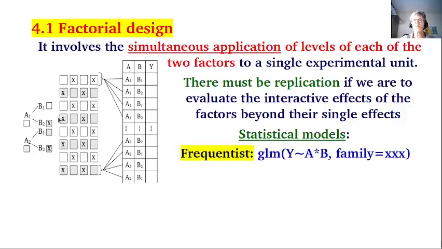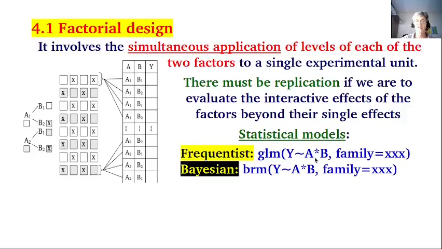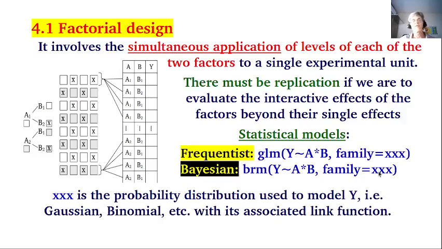For the statistical models, we are going to use a GLM. This is the response variable, and this indicates that we are fitting the single-level effects of factors A and B and the interaction of factors A and B. This is in the Frequentist framework. In the Bayesian framework, the general command is brm of the package brms, and the statistical model has the same framework, and here the abbreviation XXX stands for the probability distribution that we are using to model the response variable.